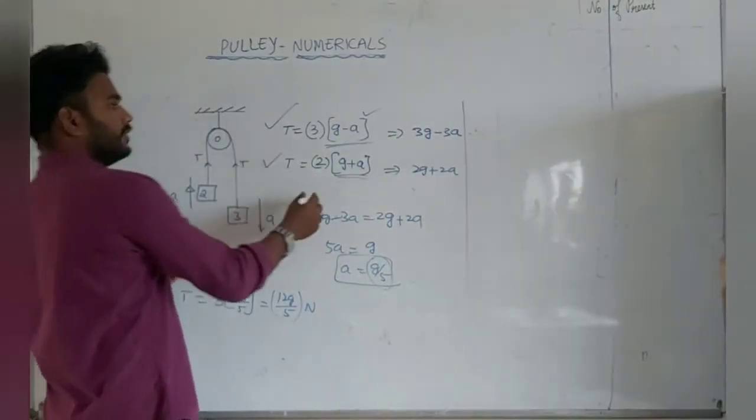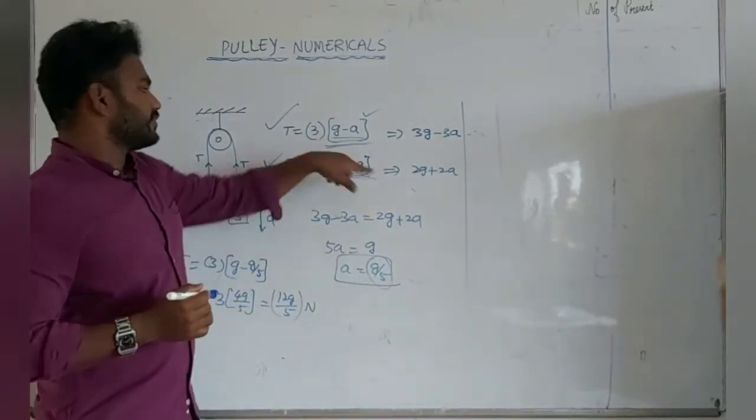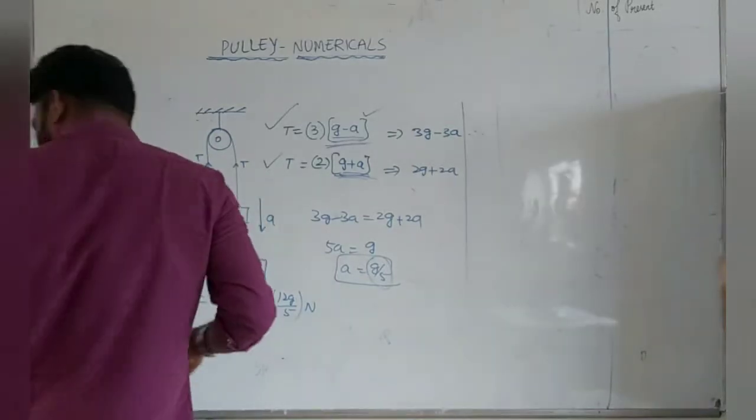If it is going up, we should take it as g plus a. g minus a, g plus a. But that particular mass into g plus a we have to consider. Let us go with one more example.